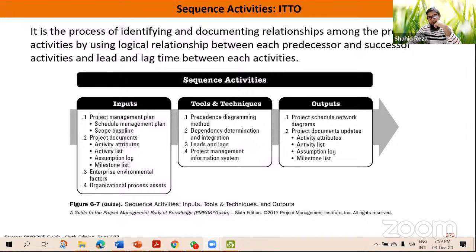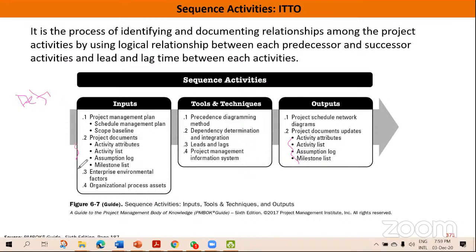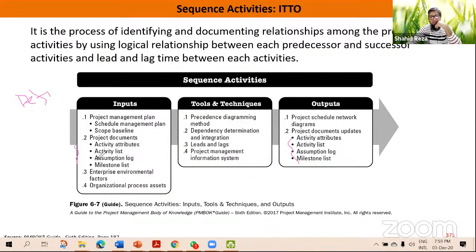Activity attributes. Oh, this one. This output we have already got in the earlier process, define activities. Then define activity process, we have already created these activities. So that is actually taken as input here. And after doing this process, if there is any update required, then you can update all those. Okay. So yes, first iteration you will get this. Because you have to follow the sequence.